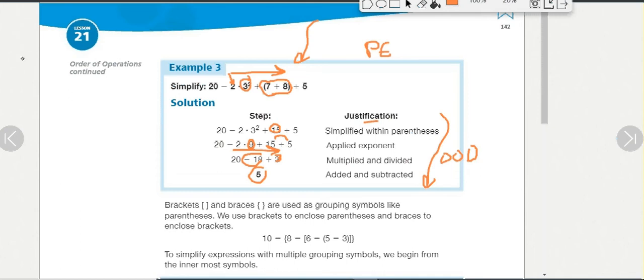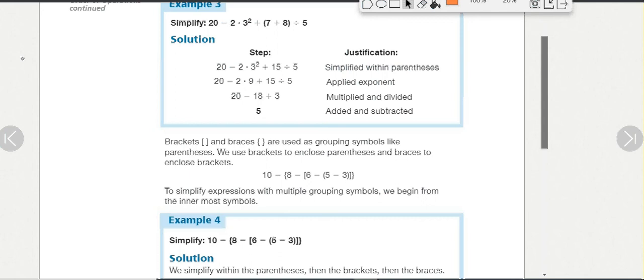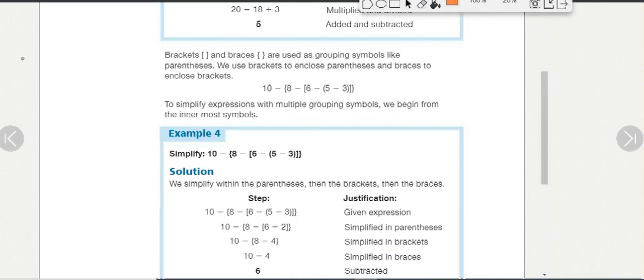Ooh. Okay. Brackets look like this. Braces have these little dimples in the middle. We use them to enclose parentheses and brackets, right? If you have parentheses and you need to group them, the next level up is bracket. If those need to go into something, Russian nesting doll style, then you put that into braces. Brace is the biggest, bracket's the next biggest, and parenthesis is the smallest grouping symbol, if you want to think of it that way. So we start from the inside out.